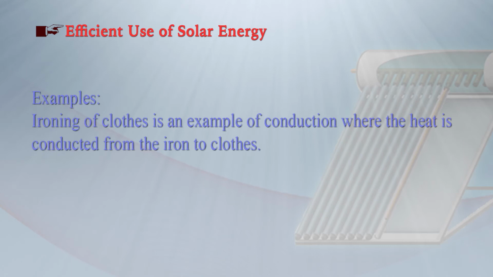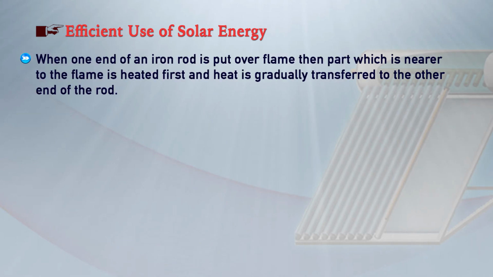So now we will discuss what are the example of the conduction. So we can take two examples. One example is ironing of the clothes is an example of conduction where the heat is conducted from the iron to the clothes. Second example, when one end of an iron rod is put over flame, then part which is nearer to the flame is heated first and heat is gradually transferred to the other end of the rod.